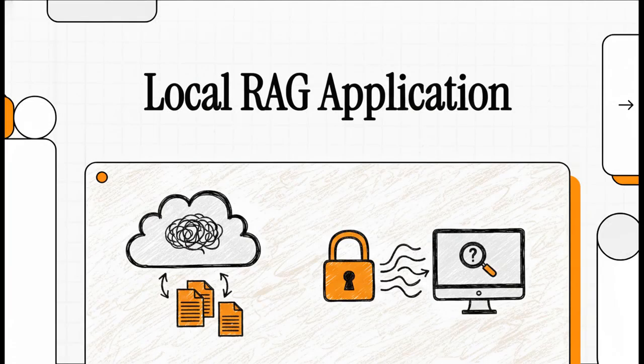Welcome to this explainer. Today, we're going to break down exactly how you can build a local, highly secure AI application without relying on any external APIs. So, if you've ever wanted to build your own intelligent system that can securely query your private documents and do it entirely on your own hardware, well, you're absolutely in the right place.